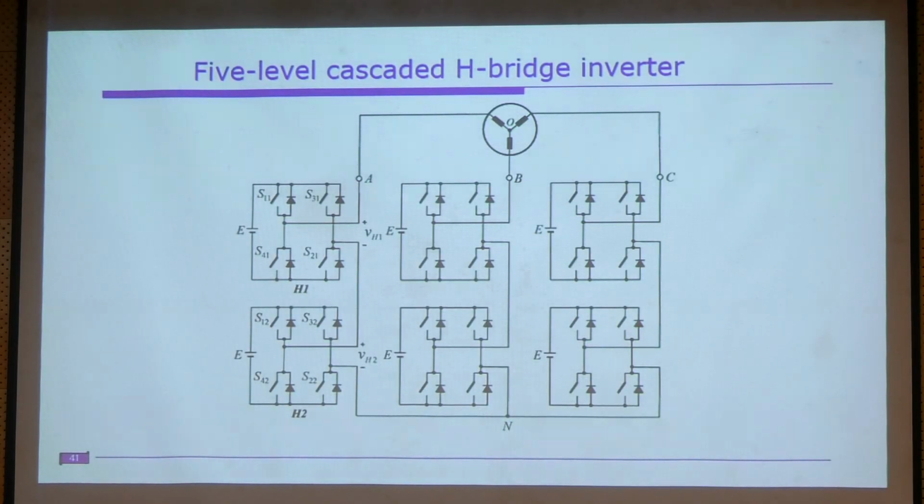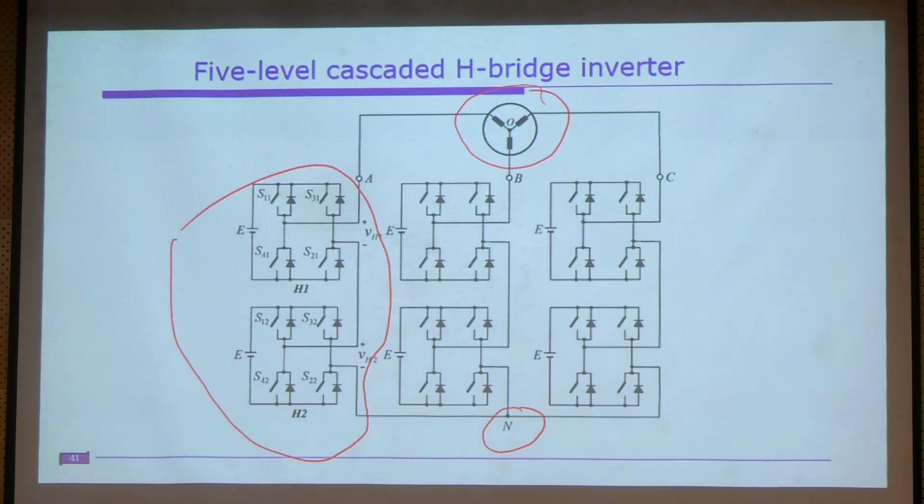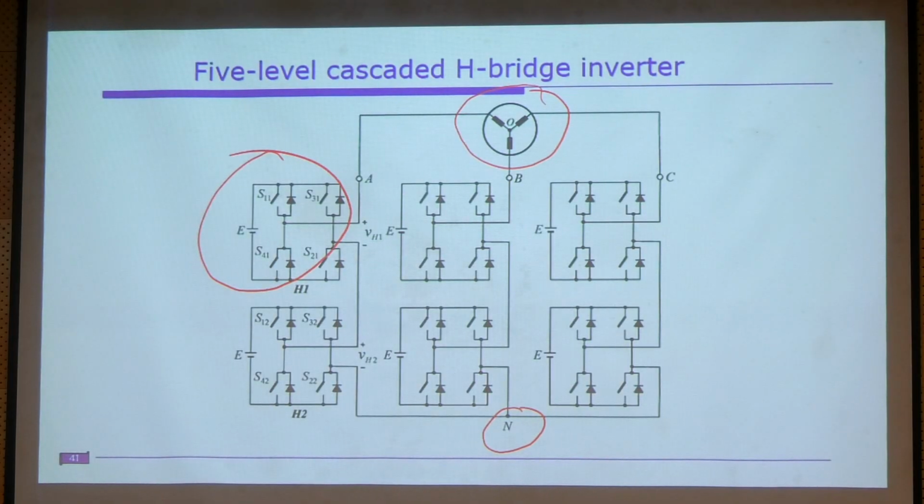So this one is the cascade H bridge inverter. Let us assume your motor is connected here, and this is the neutral point, and two H bridges are connected here, in a cascade manner, right? You know H bridge operation, right? So this is an H bridge. How many voltages will you get from this? E voltage, 0, minus E.